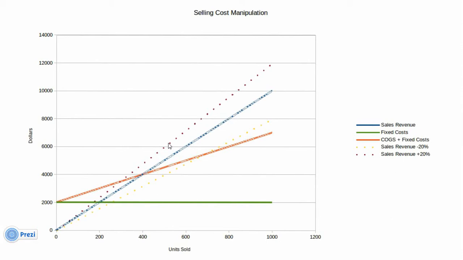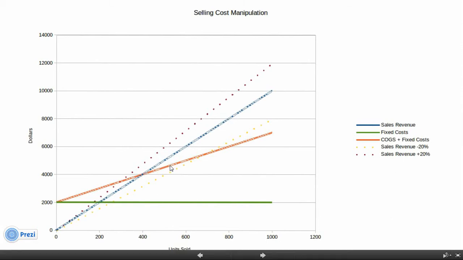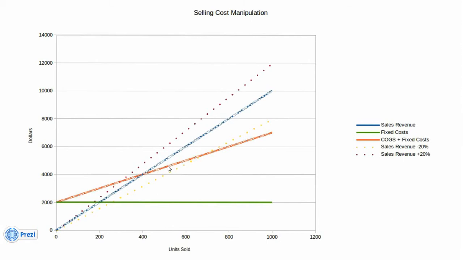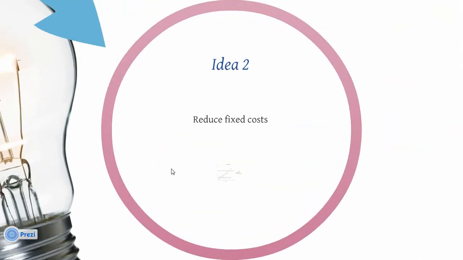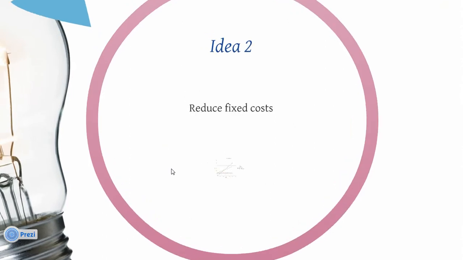Who knows? Though if he sells his cabinets at 20% less, at 500 units per year, he's actually making a loss. He would actually need to sell twice as many cabinets to be making the same profit as he's making now. Fred's second idea is to reduce his fixed costs, like move to a plant where the rent is cheaper. Let's see what happens when we play with the fixed costs.